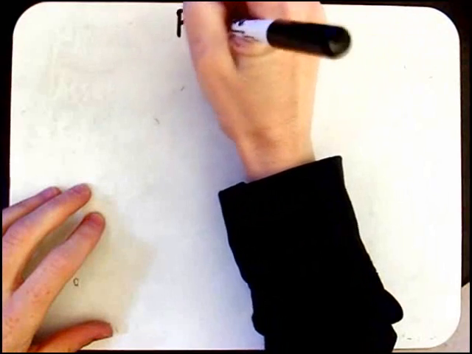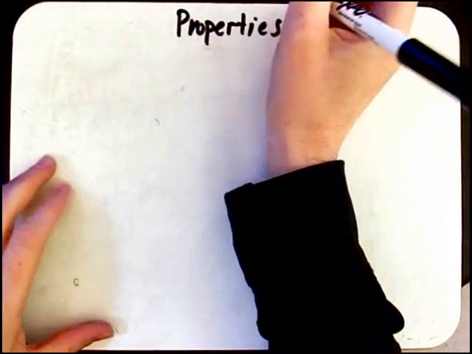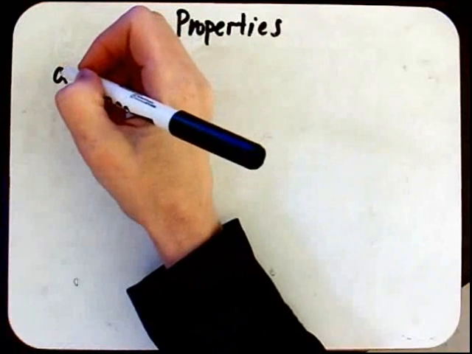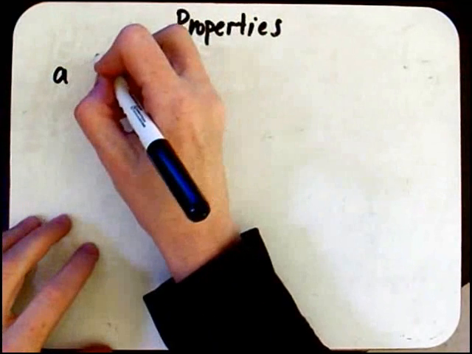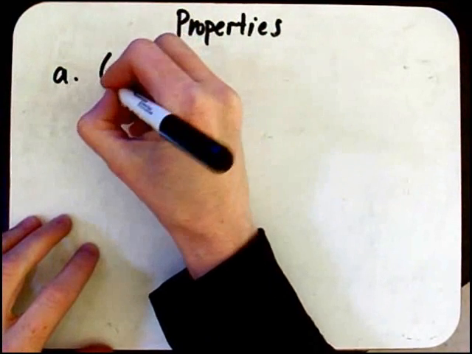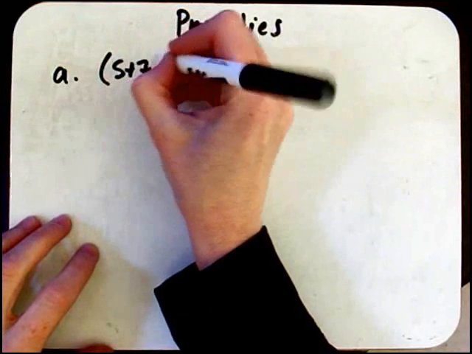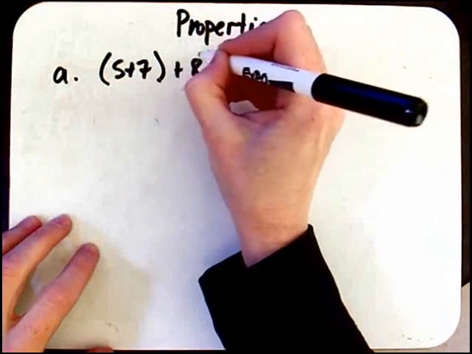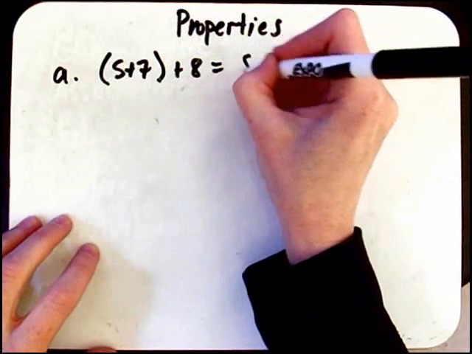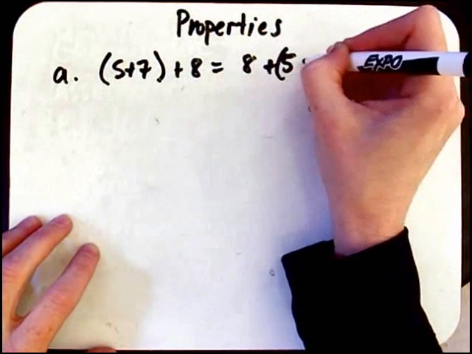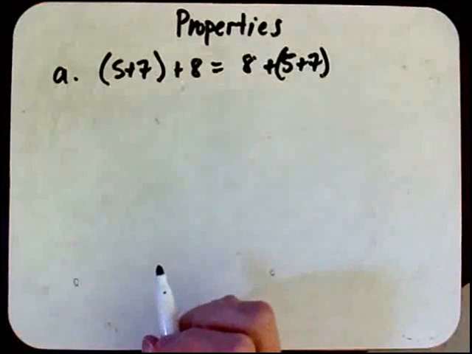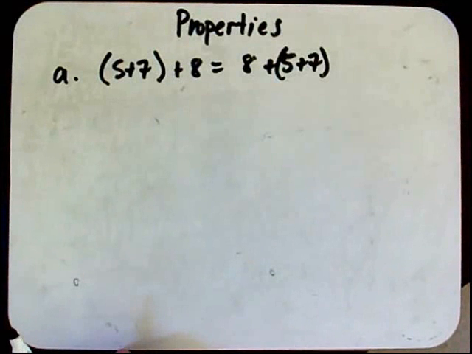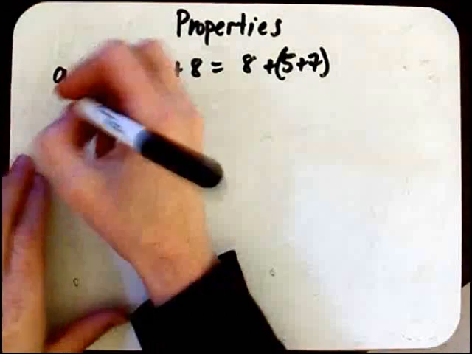Now let's go to the top of page 13. Example 2, identify properties of real numbers. So now we're going to do properties. Part A says name the property illustrated by each equation. We have A, so we have open 5 plus 7 close plus 8 equals 8 plus open 5 plus 7 close. Doesn't matter which order. So the commutative property says that the order in which you add does not matter or change the sum.